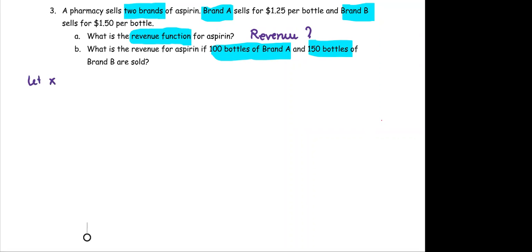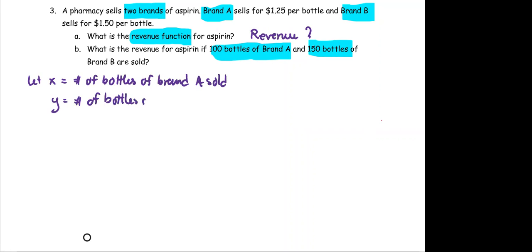So let X represent the number of bottles of brand A sold and Y be the number of bottles of brand B sold. That means our revenue, which is the R function, depends on both X and Y. The number of brand A bottles is X, where the price is $1.25. Also, the quantity of brand B is Y, and the price is $1.50.